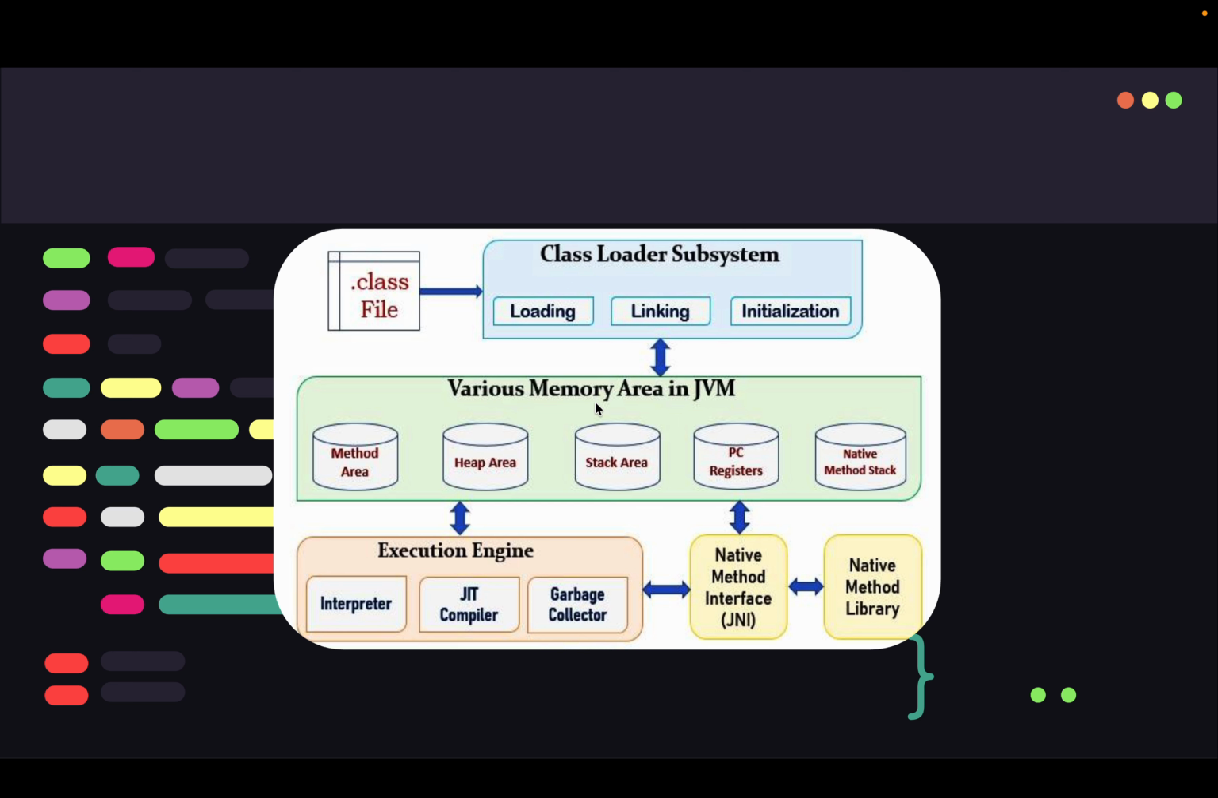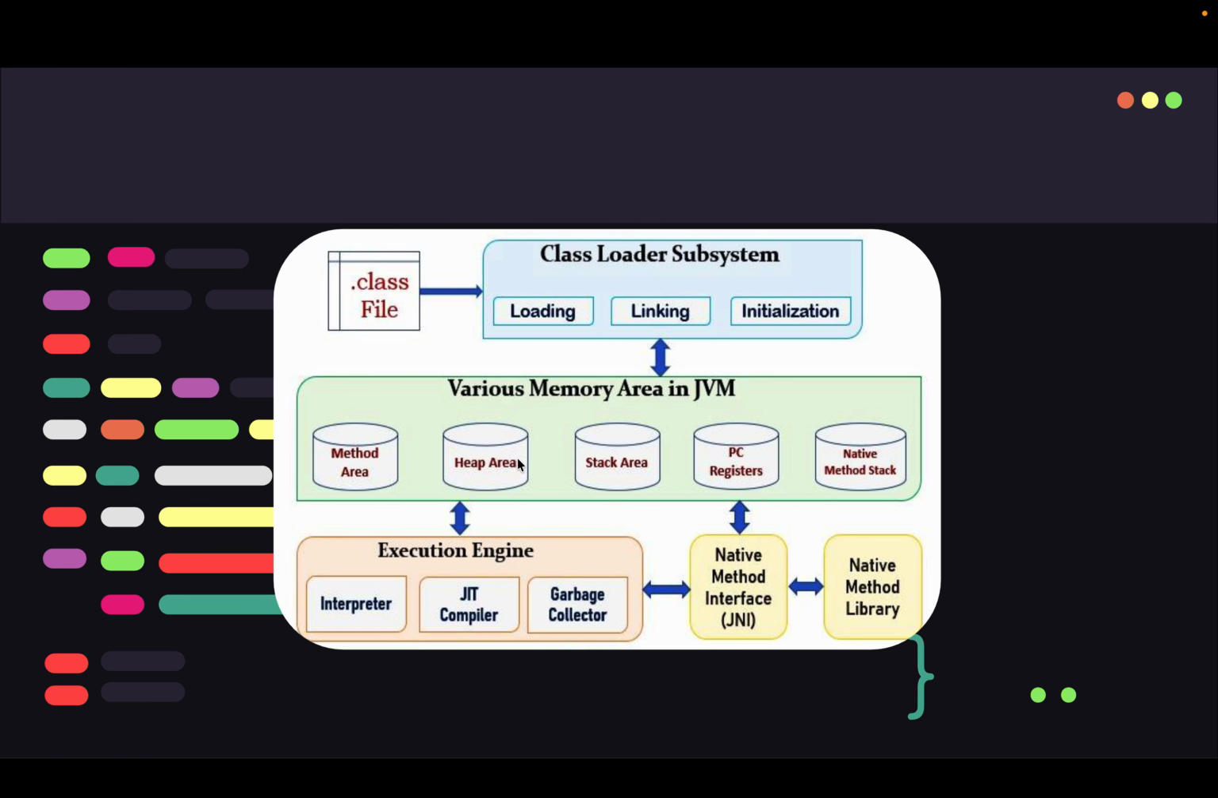But from JDK 1.8 onwards, the static variable also comes into the heap memory. But we have stack area separately to store the static data. So once memory allocation is done for your class names, method names, variables and objects and everything, then we can go for the execution. So interpreter plus JIT compiler, the garbage collector works automatically.